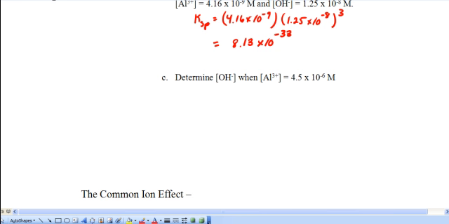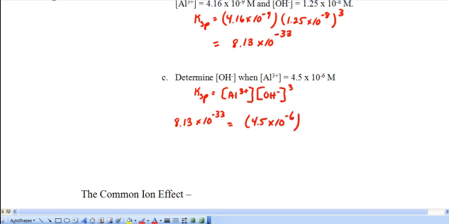We have Ksp equals the aluminum concentration times the hydroxide concentration cubed. We'll plug in our Ksp, 8.13 times 10 to the negative 33rd, equaling 4.5 times 10 to the negative 6, and that will be multiplied by the hydroxide cubed. Divide the 4.5 times 10 to the negative 6 over to the other side. Of course, those terms will divide out.